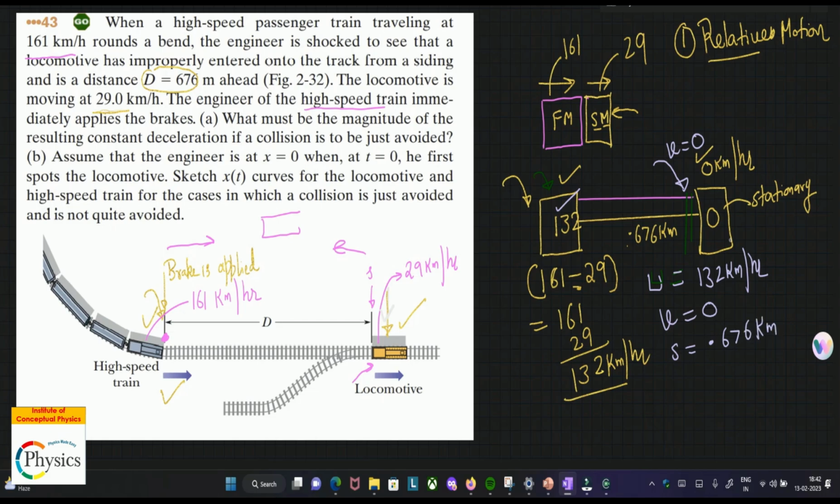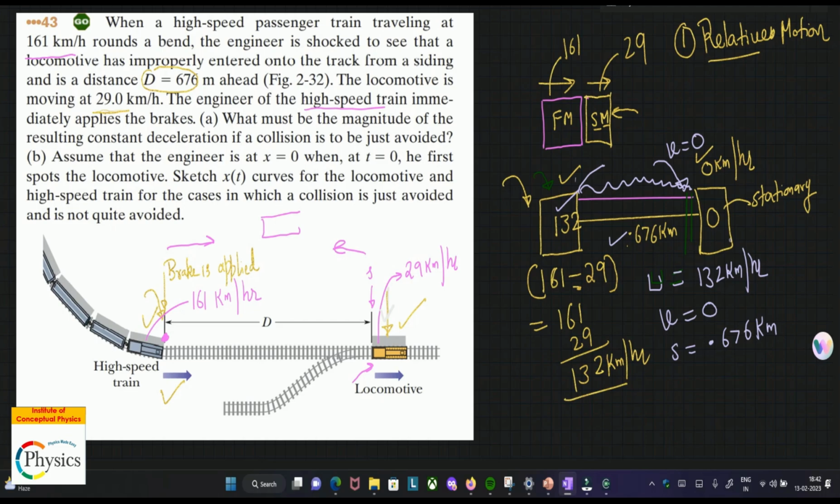So you applied the brakes here, right? I told you that you have applied the brake. So this is the point at which you applied the brake. You traveled through this distance and then stopped just before colliding, right? So the total distance you traveled is this much.